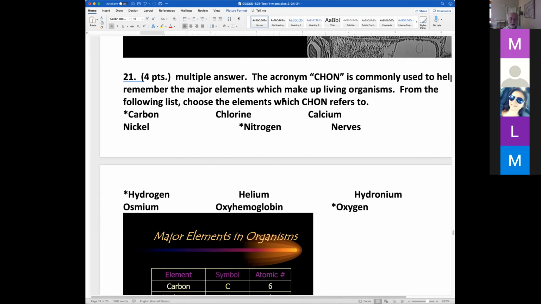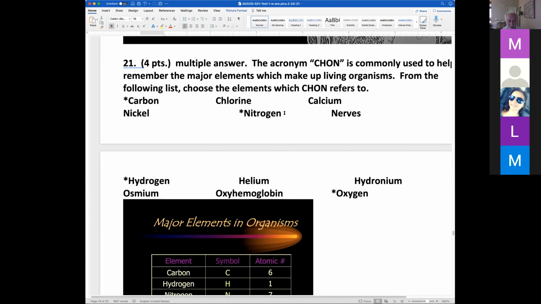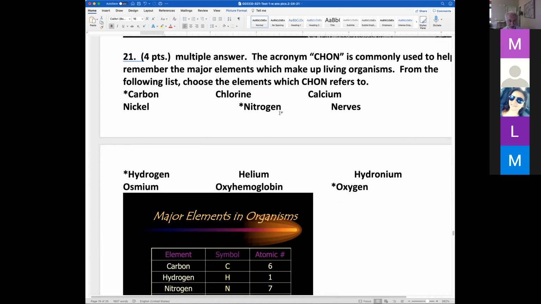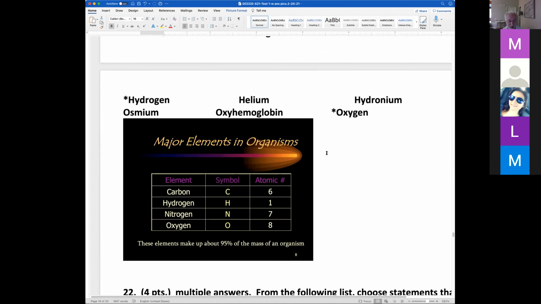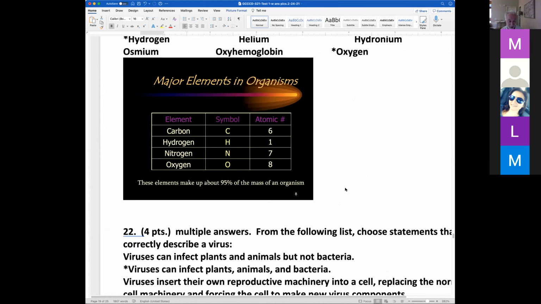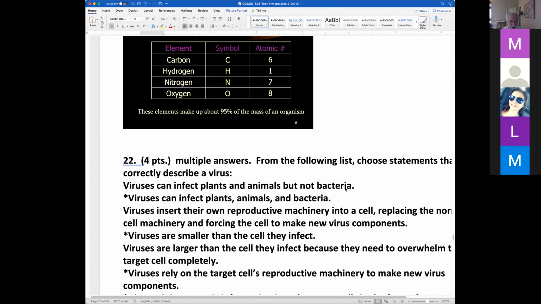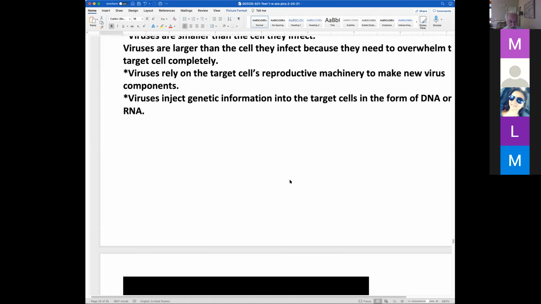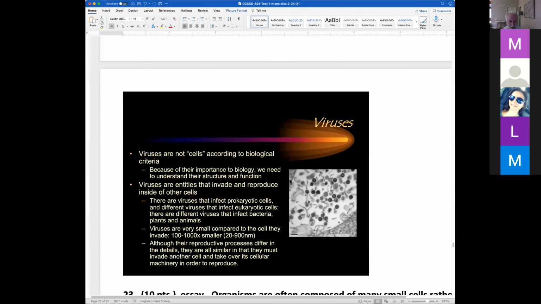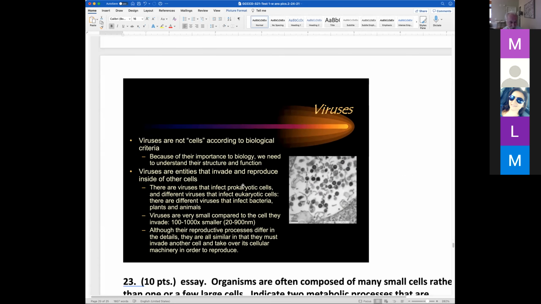Okay, here's another question about carbon, hydrogen, oxygen, and nitrogen. It simply asked you to identify the words. That was fairly easy. It came directly from this chart. Choose the statements that correctly describe a virus. Well, we had a discussion about viruses.